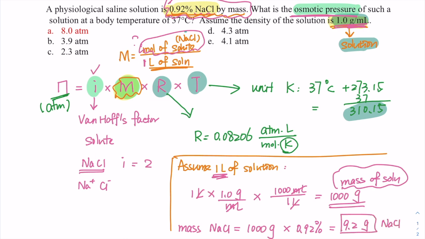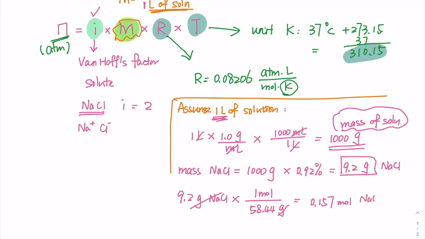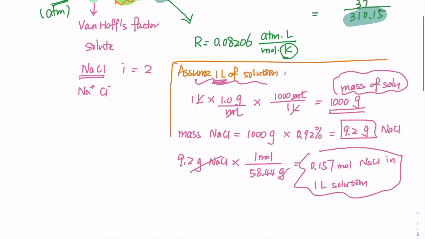We got to this point, and it's easy to handle. So for 9.2 grams of sodium chloride, we need its molar mass. 1 mole of sodium chloride is 58.44 grams. Cancel this out, and we get moles: 0.157 moles of sodium chloride in 1 liter of solution. Again, that's what we assumed, and that's what we got. Now look at that. Are we able to calculate molarity? Yes: moles of the solute over liters of the solution. That's nice. Then we get our concentration in molarity.